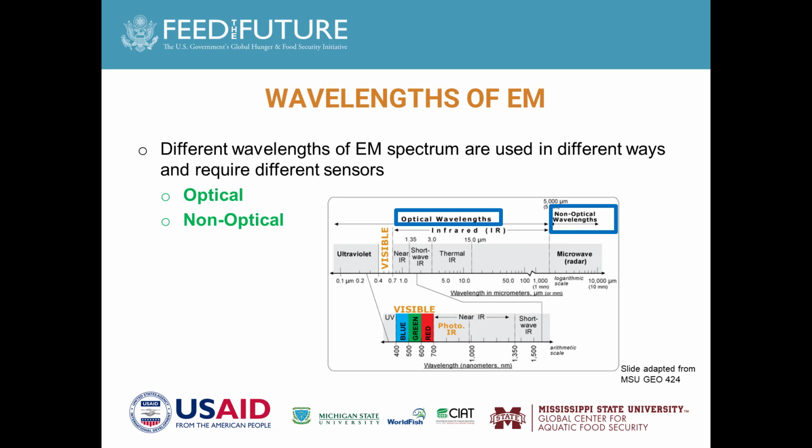So then another way you may hear different wavelengths discussed is optical and non-optical. So optical wavelengths are ultraviolet, visible, and infrared. So they can be manipulated in some way during their path. Whereas non-optical wavelengths, these have many, many different uses, but they behave differently than optical wavelengths do.